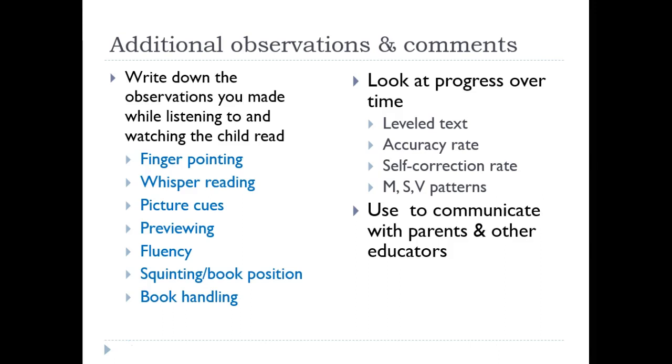With the running records, as we're looking at progress over time, we monitor for the level of text. Is the child increasing their levels from when they started with their interventions and evidence-based programs, or whatever the case is? How are the running records indicating our next steps for this child? We are now looking at accuracy rate, self-correction rate, the MSV patterns. All this is something that we document and we take a close look at over time.